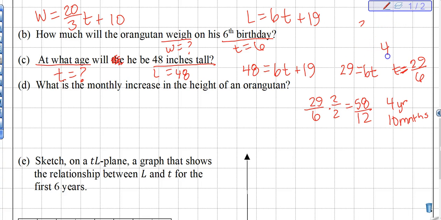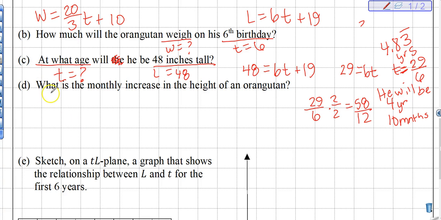I would accept 4.83 repeating years old, but I like 4 years and 10 months better, but you don't have to do that. Okay, so he will be 4.83 years old. Make sure that you label the answer. I'm not labeling it, I need you to label it. He will be 4 years and 10 months. Okay? Goodness. All right. So there's that one.